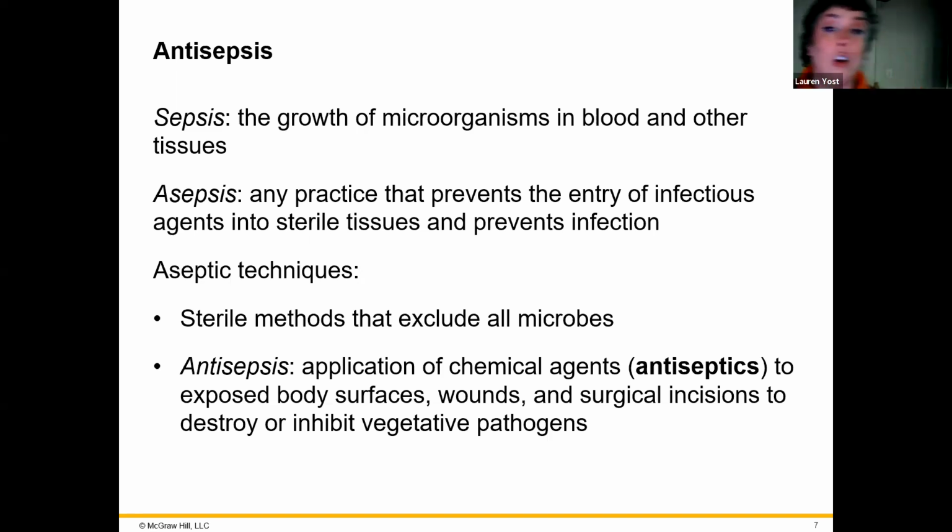Any microbe that doesn't belong in an area could potentially become an opportunistic pathogen, even though it's not a true pathogen all the time. Remember, true pathogens cause disease, even in healthy people. And that's what they do. So aseptic technique, we try to keep things as sterile as possible. We can't always maintain pure sterility, but the whole idea of aseptic technique is to prevent contamination.